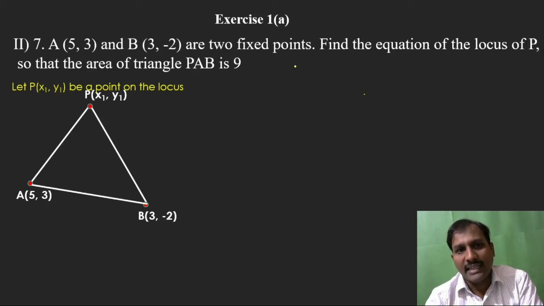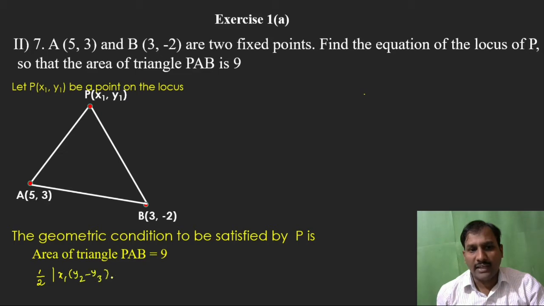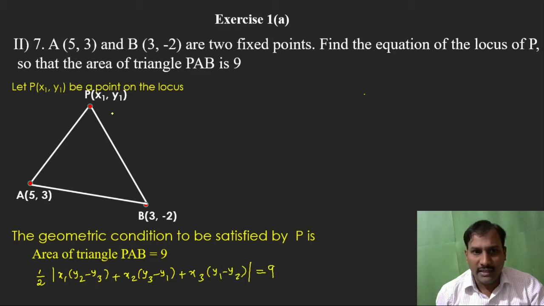So what is the condition they have given? That the area of the triangle PAB is equal to 9. So what is the area of triangle PAB formula? That is 1 by 2 modulus x1 into (y2 minus y3) plus x2 into (y3 minus y1) plus x3 into (y1 minus y2) is equal to 9 square units. So here this is x1, y1, consider this as x2, y2 and these as x3, y3.